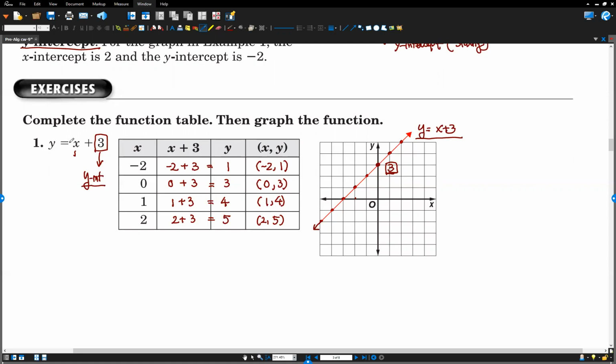What is this number? 1x. Okay, the coefficient of x is 1. 1x equals 1 times x equals x, isn't it? This is the coefficient of x. This is, we said, the slope.